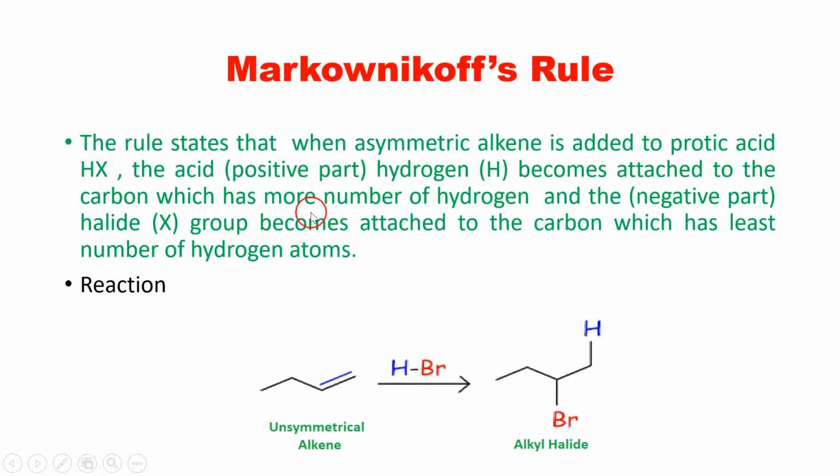It becomes attached to the carbon which has more number of hydrogens. In the case of an asymmetrical alkene, the hydrogen is always added to the carbon of the carbon-carbon double bond which has more hydrogens. If we consider this carbon, all the carbons have valency 4. Here there are 3 bonds: one from carbon, a second from the second carbon, and one from the pi bond. So there are 3 attached bonds and one which is not seen, that is hydrogen.